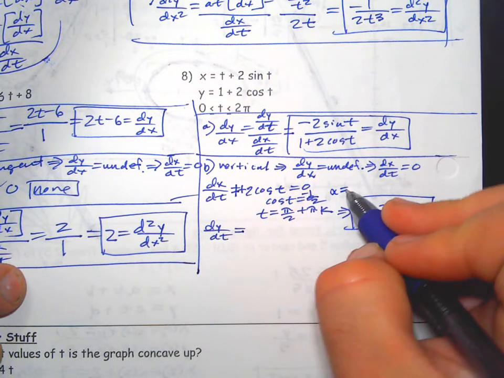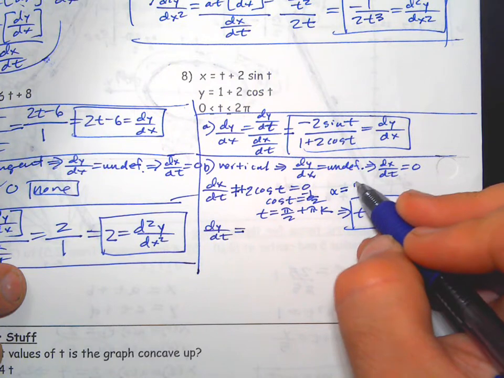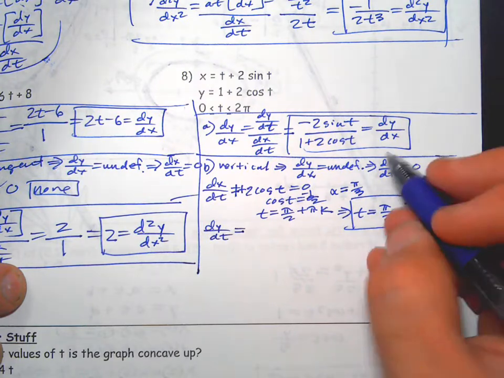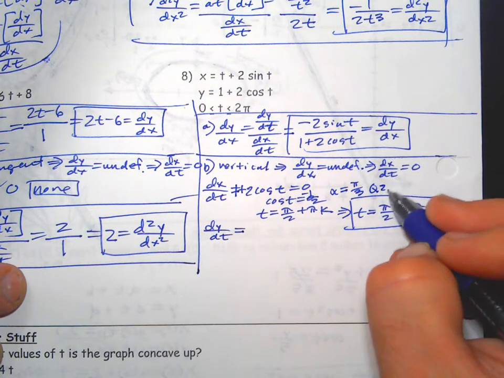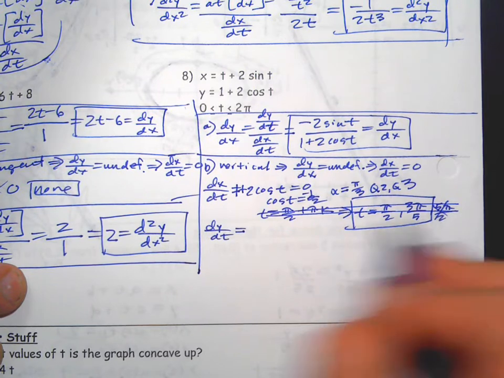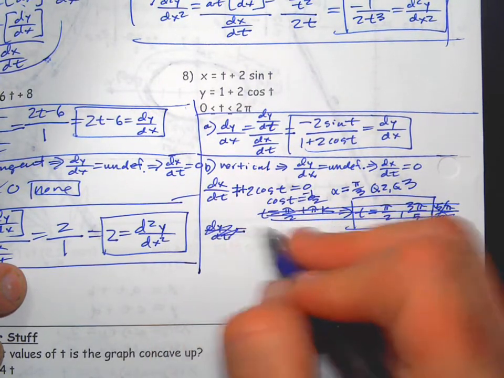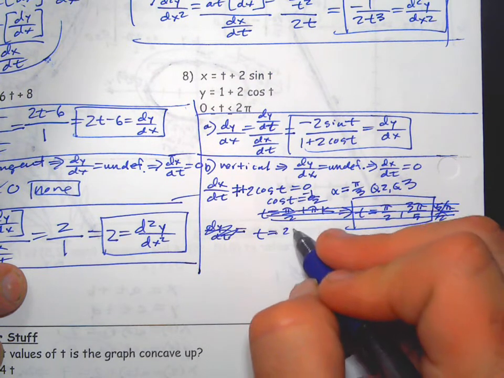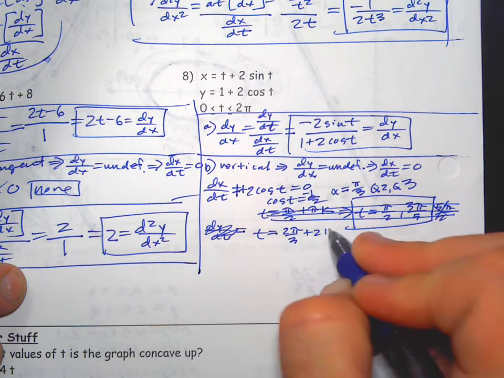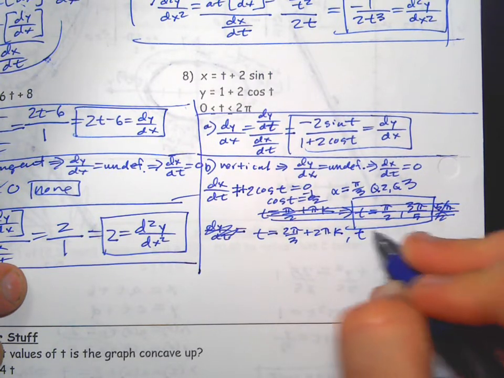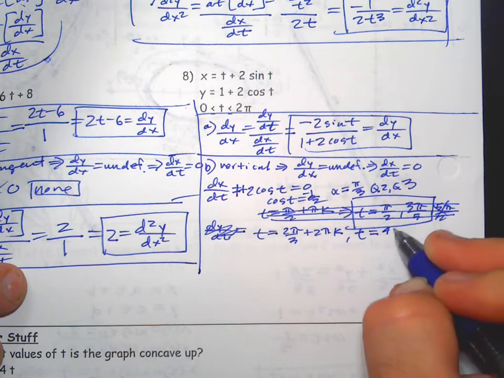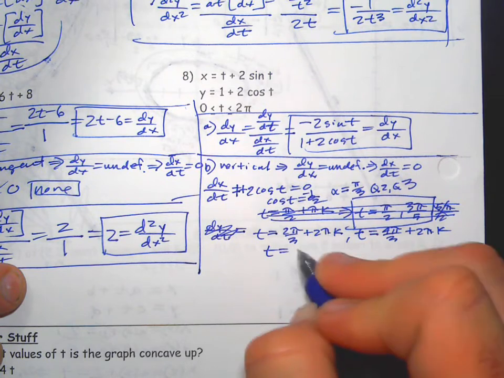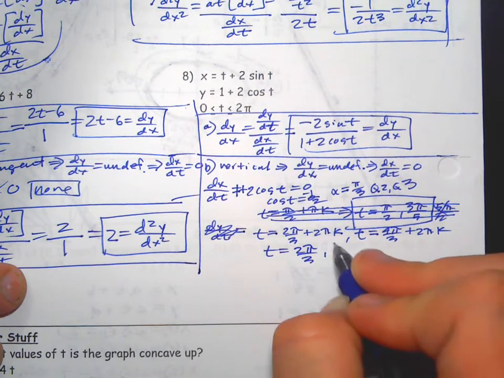Alpha equals pi over 6, pi over 4, pi over 3. And it's quadrants 2 and 3 that are negative. So t equals, quadrant 2 is going to be pi minus pi over 3, so 2 pi over 3 plus 2 pi k. And quadrant 3 is going to be pi plus that, so it's going to be 4 pi over 3 plus 2 pi k. So the answers are going to be 2 pi over 3 and 4 pi over 3.